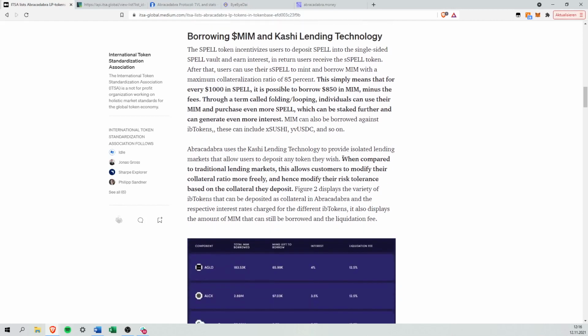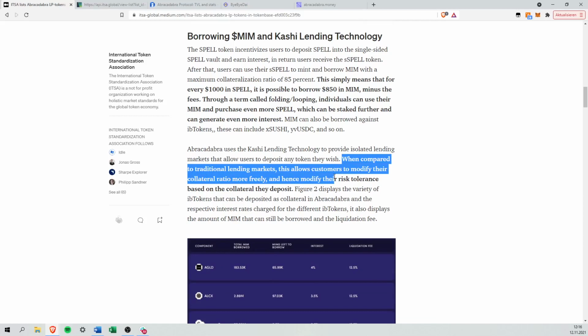If we now check here, when compared to traditional lending markets, this allows customers to modify the collateral ratio more freely and hence modify their risk tolerance based on the collateral they deposit. So there are also, with regard to risk management, some differences between MakerDAO and Abracadabra. And I think there were already some major events where, for example, Olympus DAO tokens were dropping quite a lot, I think by 20 or 30%.